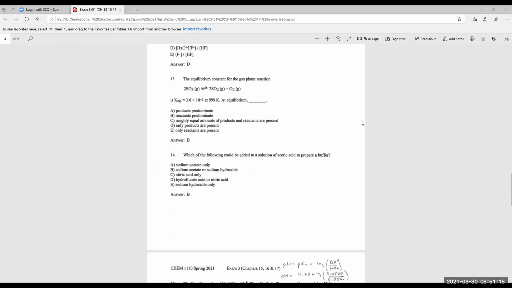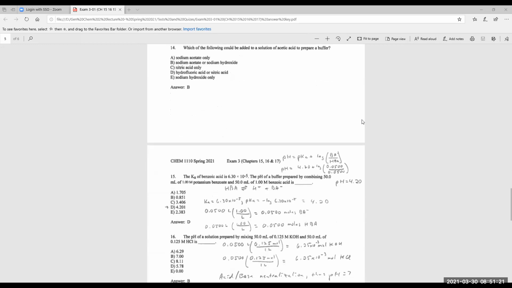Number 14, which of the following could be added to a solution of acetic acid to prepare a buffer? And remember, when we talked about preparing buffers, we said there's 2 ways you can do it. One is to add the anion of that acid, and the other way is to add a strong base. So you neutralize some of the acid you started with. So the answer for this one is B, adding sodium acetate or sodium hydroxide.